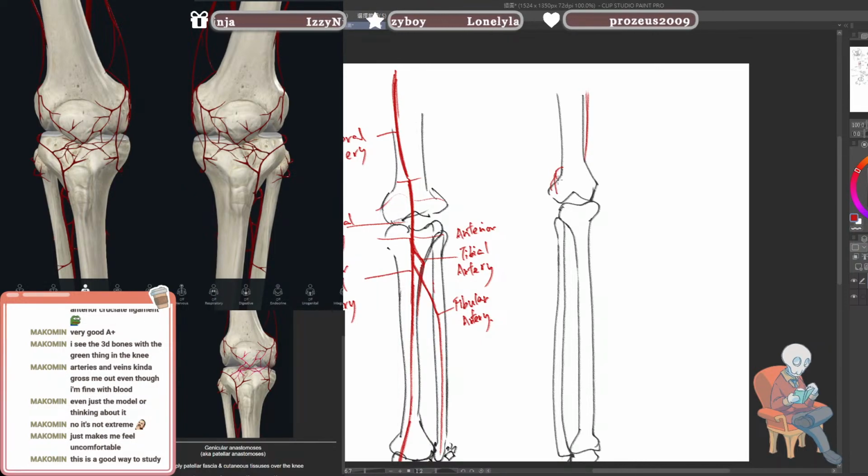Here, these are the superior lateral genicular artery, the superior medial genicular artery, the inferior lateral genicular artery, and the inferior medial genicular artery. And they sort of cross in the middle.